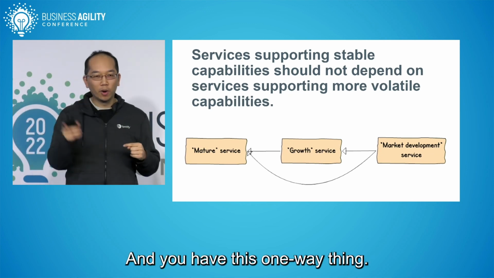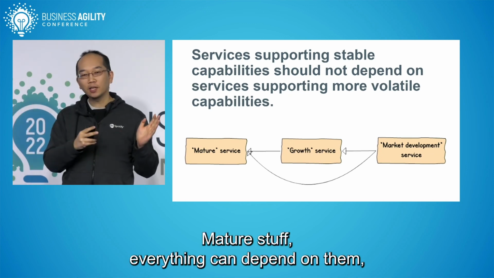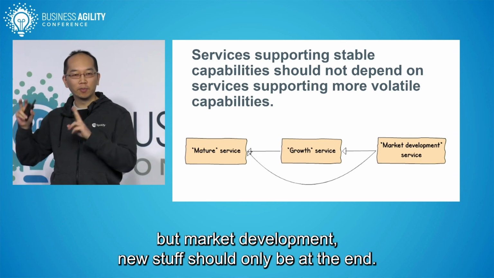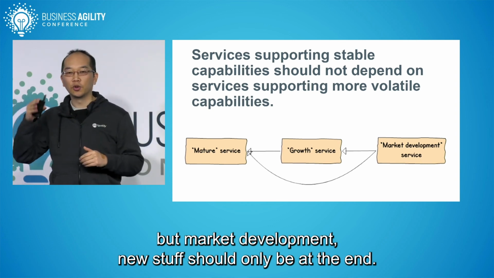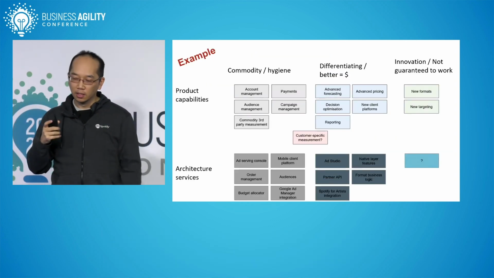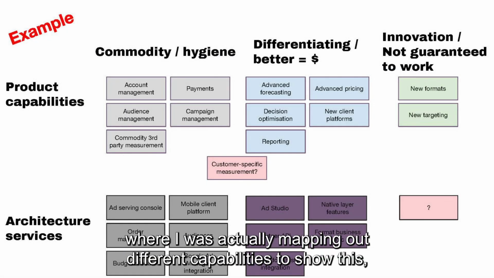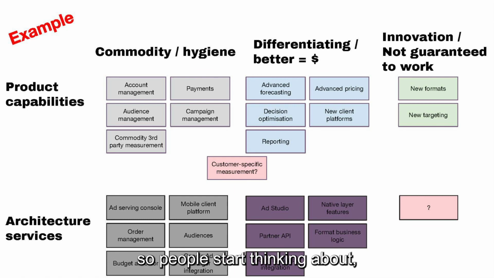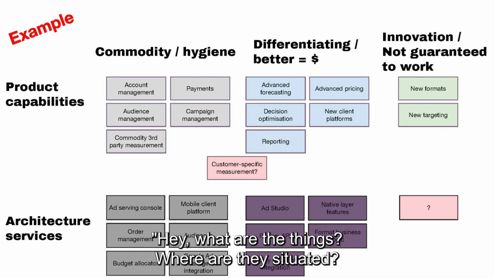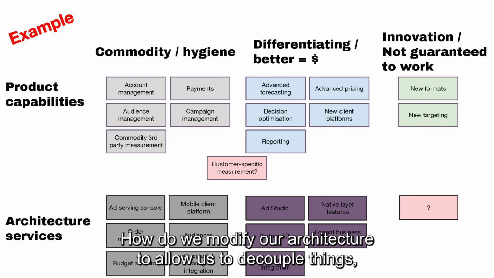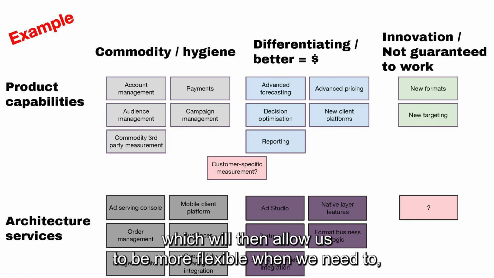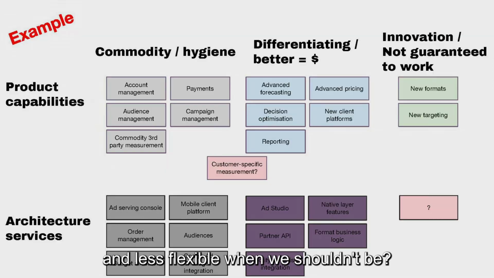And you kind of have this one-way thing. Mature stuff, everything can depend on them, but like market development, new stuff should only be at the end. You don't want anything depending on it because it's dangerous. I've done a quick sketch here showing an example where I was actually mapping out different capabilities to show this. So people start thinking about, hey, what are the things? Where are they situated? How do we modify our architecture to allow us to decouple things, which will then allow us to be more flexible when we need to and less flexible when we shouldn't be.